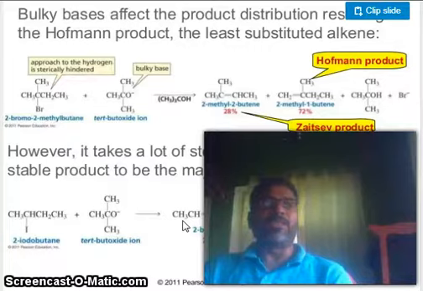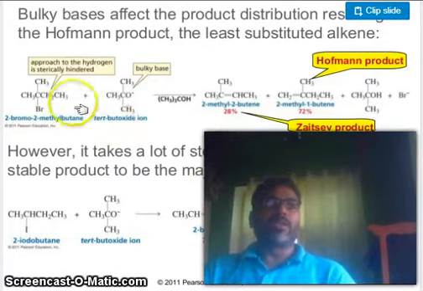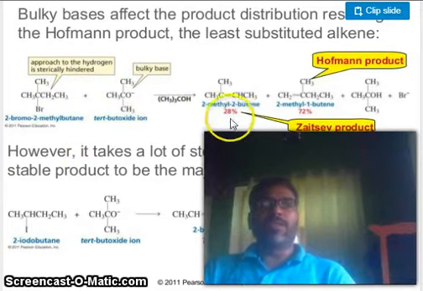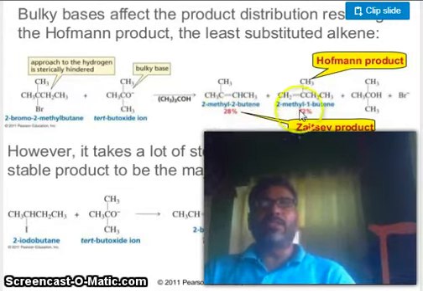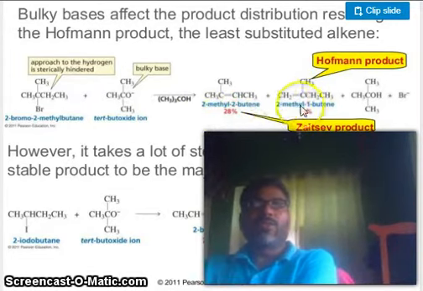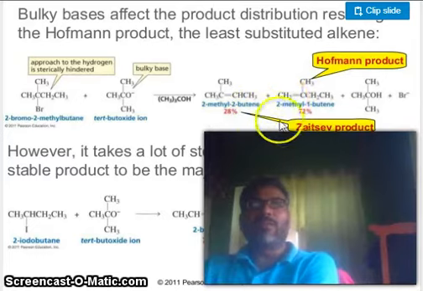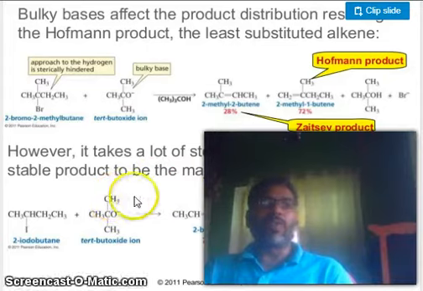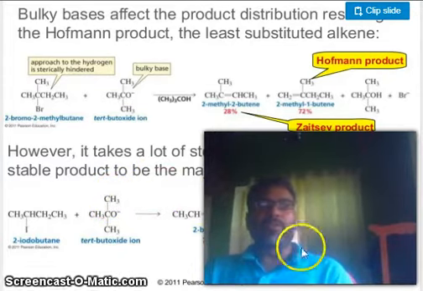Now based on the base, bulky bases affect the product distribution. The Hofmann product is the least substituted alkene. You see the approach to the hydrogen is sterically hindered, and with a bulky base, tert-butoxide ion, 28% and 72%, this is the Zaitsev product, and this is the Hofmann product. So there is a difference between Hofmann products and Zaitsev products. However, it takes a lot of steric hindrance for the less stable product to be the major product. So you see 79% and this is 21%.